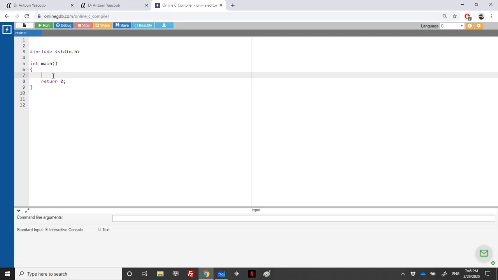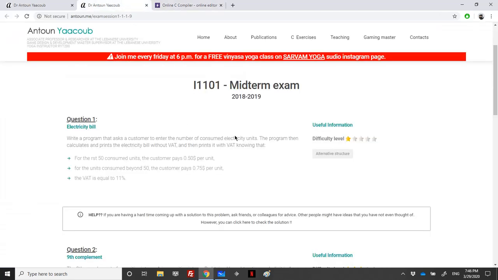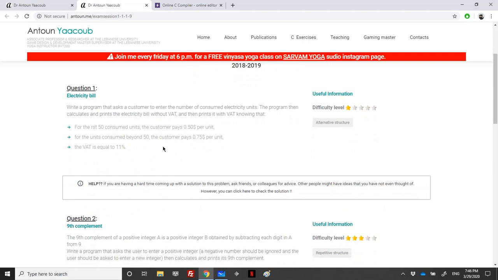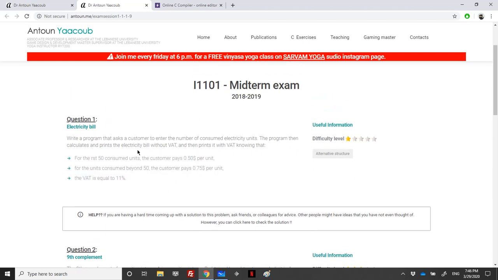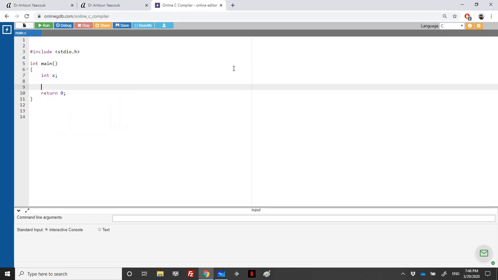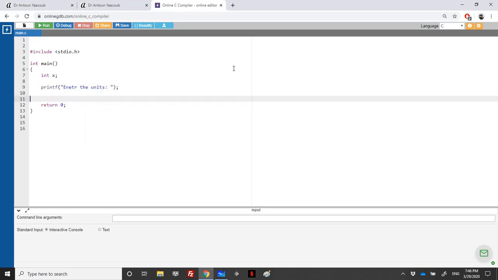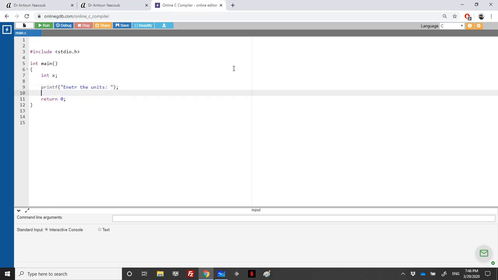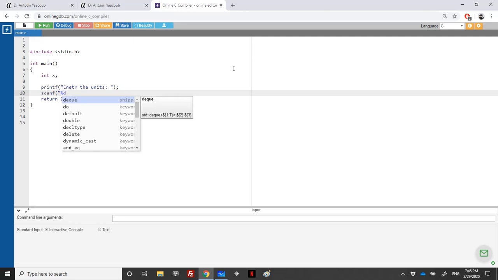So let's go here and start. The user will enter the consumed units as an integer. So int, let's call it x, and let's ask the user to enter the units, and then we do a scanf. In the scanf, it's an integer, so percentage %d, address of x. So those are the units.